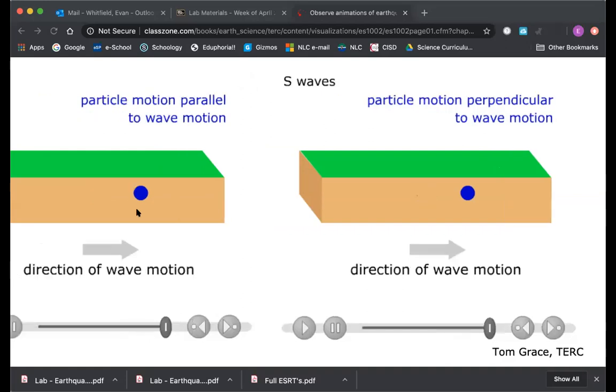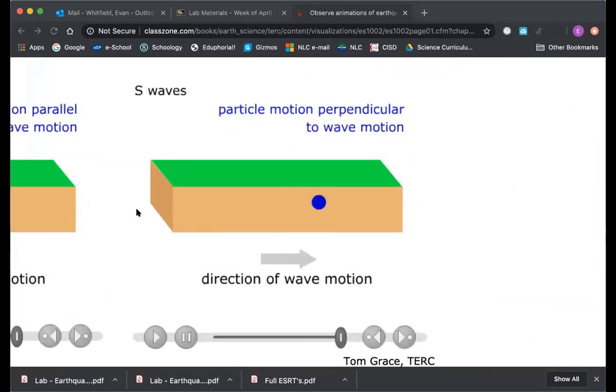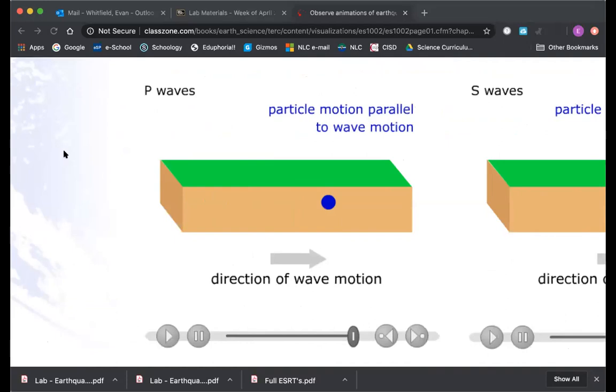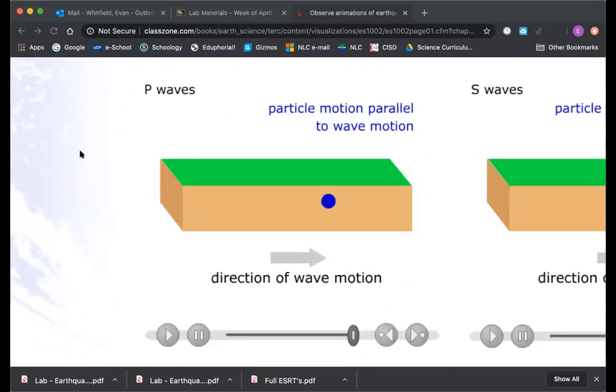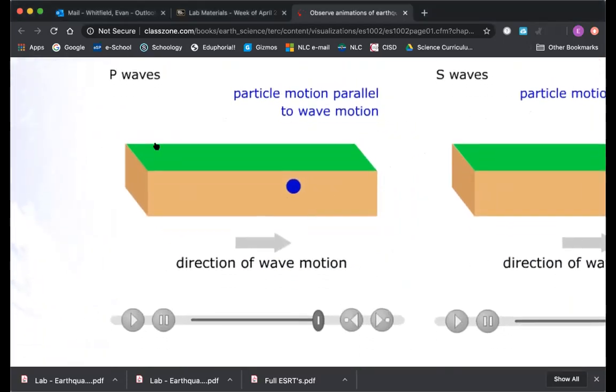And what you'll see is it takes you here, which is showing us basically P and S waves. These are the most important ones for us as far as locating epicenters go. And it shows you what they do. So this is cool. There's a blue dot located just in the ground somewhere, so you can see what actually happens as these waves pass by.